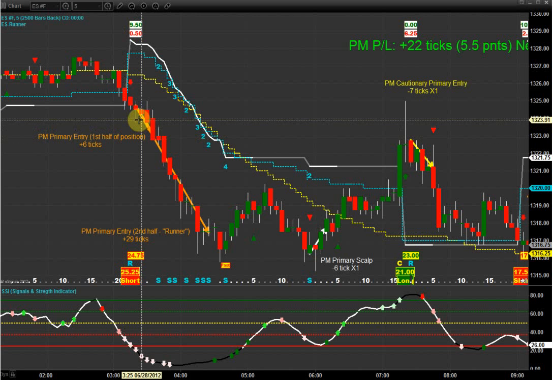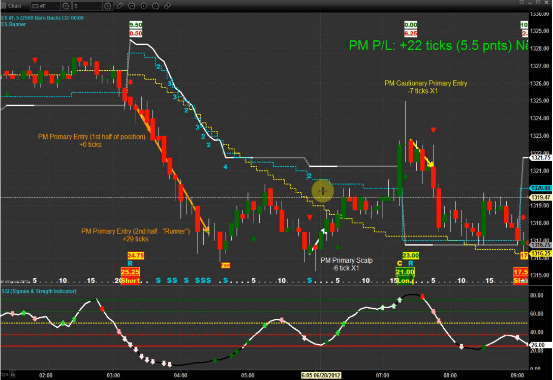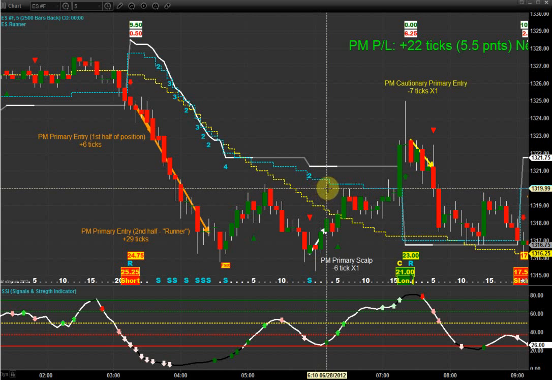We're using 2 contracts for the primary entry, 1 contract for scalps, which is half as much, 1 contract for sprints, and 1 contract for cautionary primary entries. Cautionary primary entries look like this right here, and they are a higher risk because the previous trade moved more than 5 points, so you take half your position size. You do the same thing for scalps and sprints.